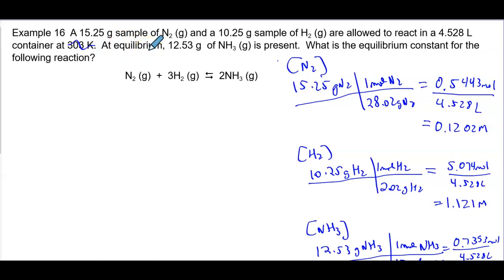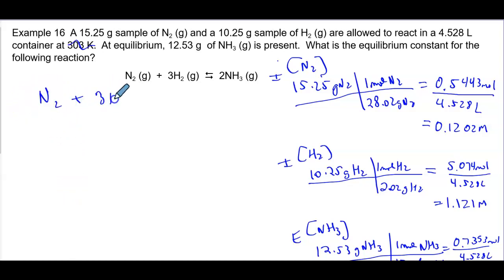So what we're going to do is we're going to read this, and it doesn't tell us this is equilibrium, so we assume it's initial. Doesn't tell us this is at equilibrium, so we assume it's initial. It does tell us that this is at equilibrium. It says right here, at equilibrium, so we know this one is at equilibrium, assuming the rest aren't. So we're going to need an ICE chart because we have to have everything at equilibrium, otherwise we need an ICE chart.